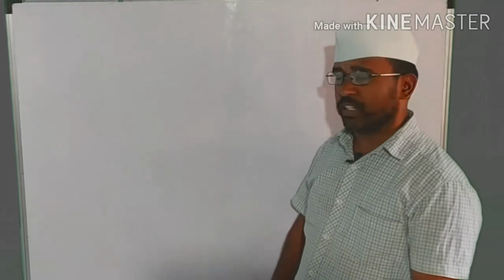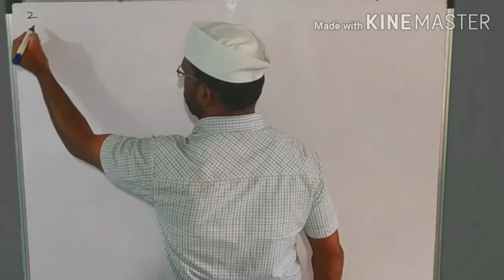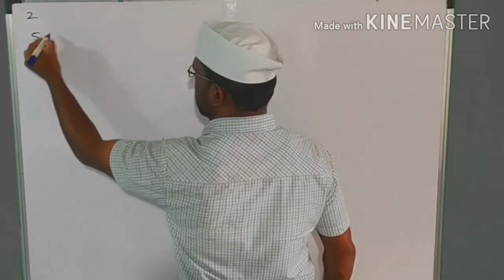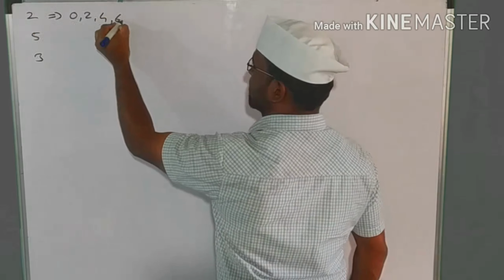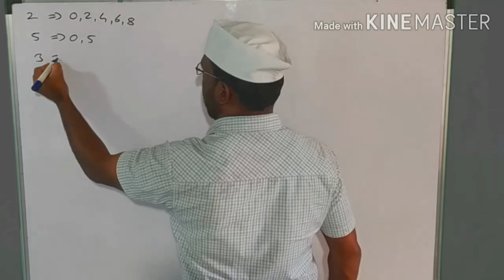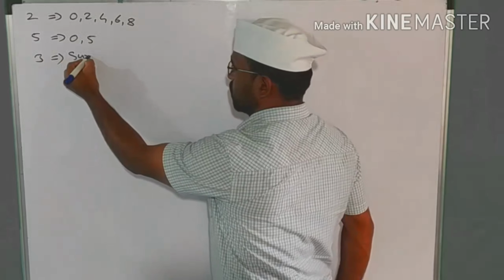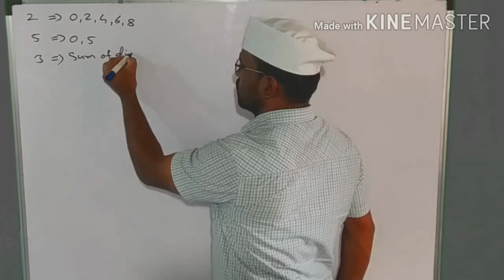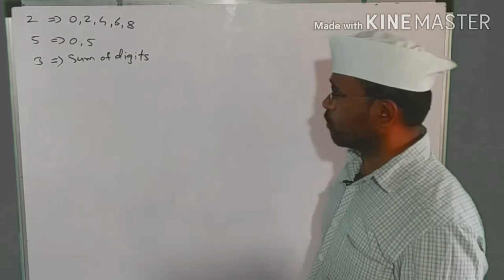For factorization we need tests of divisibility, majorly the tests for 2, 5 and 3. Divisibility of 2: a number ending with 0, 2, 4, 6 or 8. Divisibility of 5: a number ending with 0 or 5. Divisibility of 3 is by sum of digits: if the sum of digits is divisible by 3, then that number is divisible by 3. So let us see how to factorize a number.